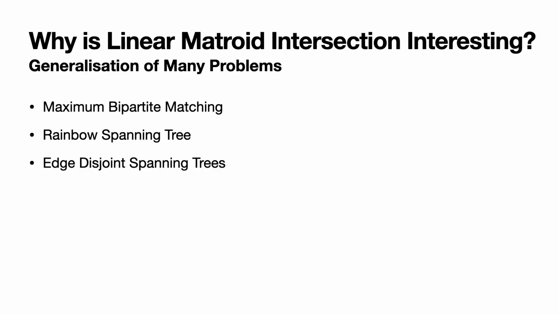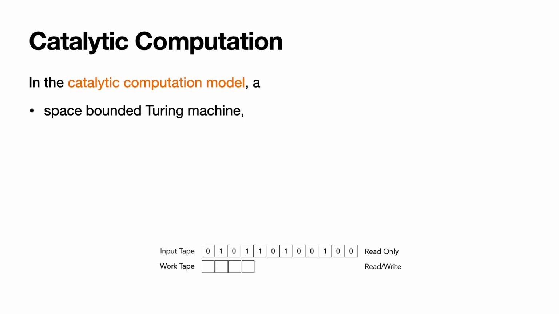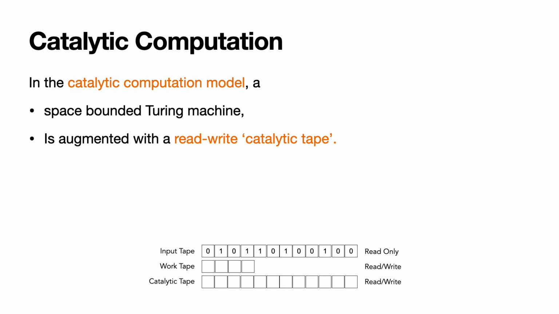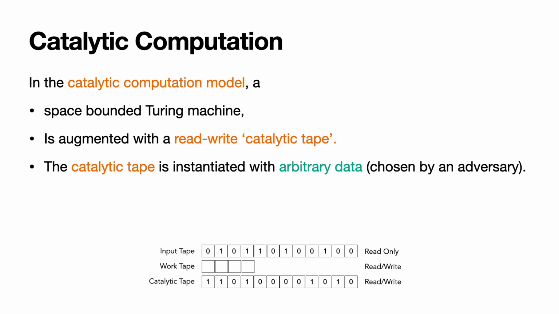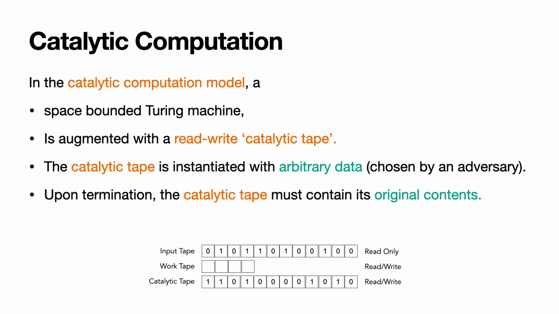Now let me tell you about catalytic computation. In the catalytic computation model, a space-bounded Turing machine is augmented with a read-write catalytic tape. The catalytic tape is instantiated with some arbitrary data, which you can imagine as being chosen by an adversary. So it's the worst case data for whatever algorithm you try to design. Upon termination, the catalytic tape must contain its original contents.